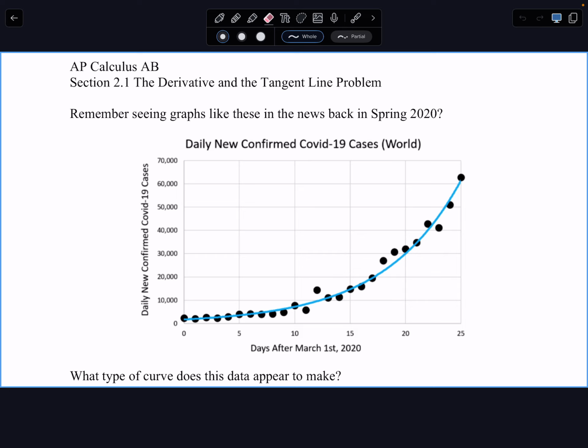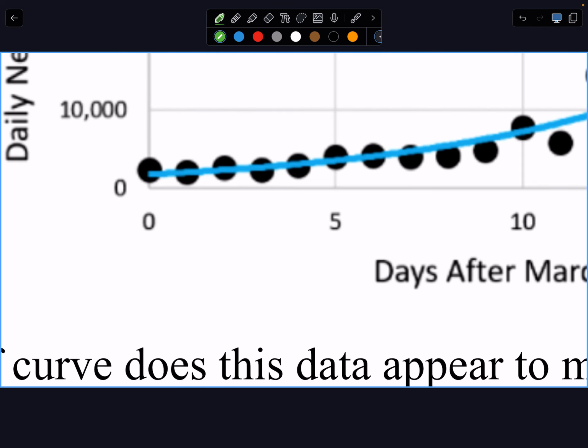So this graph, I should have cited my source. This graph is from Our World in Data, so it's legit data. Let's talk about what's represented. The horizontal axis we can think of as the x-axis, or if you want to call it the t-axis, you could. It represents the days after March 1st, 2020. So whenever x is equal to 0, this point right here represents March 1st, 2020.